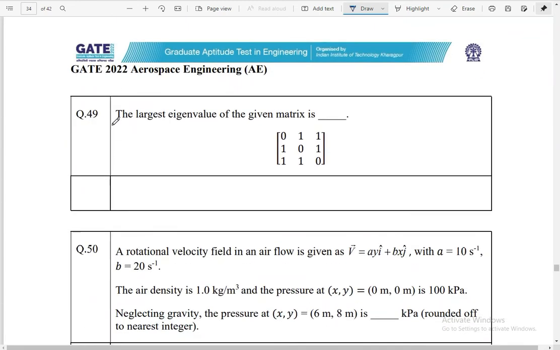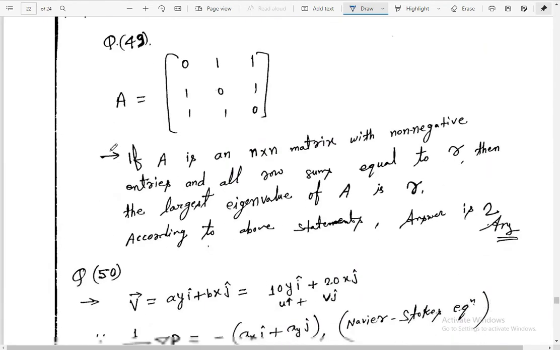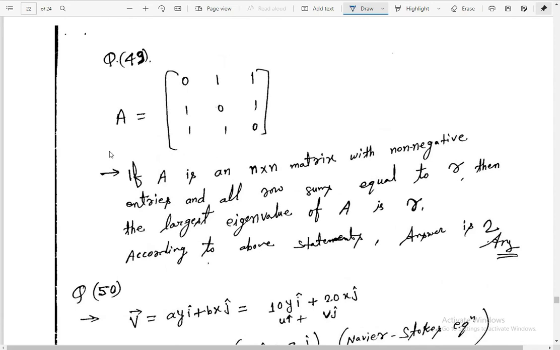The largest eigenvalue of the given matrix is asked. So A is given, and we have a trick. We know one theorem: if A is an n by n matrix with non-negative entries, and all row sums equal to R, then the largest eigenvalue of A is R.